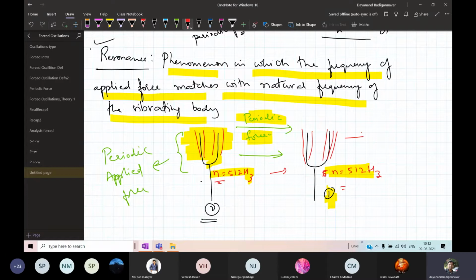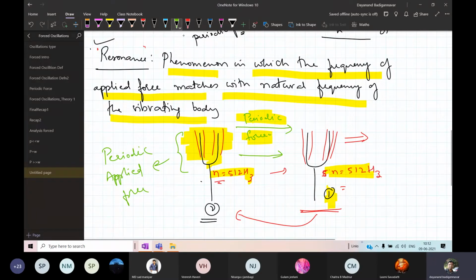This phenomenon, in which the oscillations are created in the first tuning fork due to the second one, is known as resonance. We are creating the oscillations with the help of the other, but the condition is that the frequencies should be the same. The frequency of the applied force should match with the frequency of the vibrating body. This is the condition.